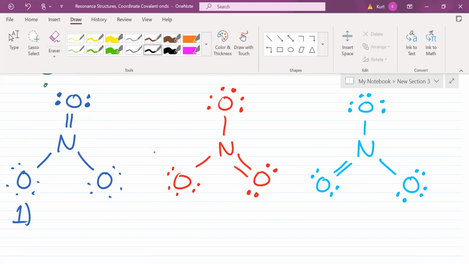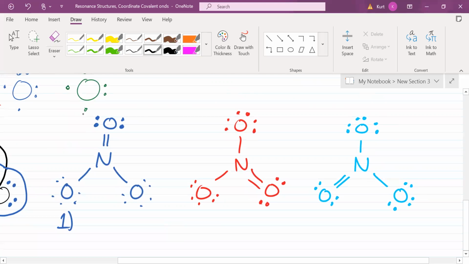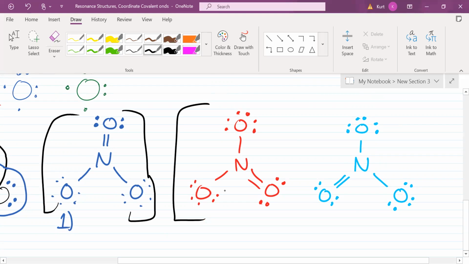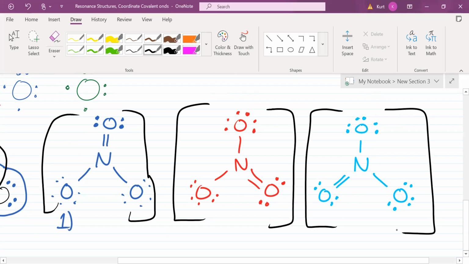Now, also, because these are ions, you have to put them in brackets, and you have to write the charge outside the brackets. So what was the charge of this ion? -1. So you just put the -1 symbol outside. You have to do that with all ions.